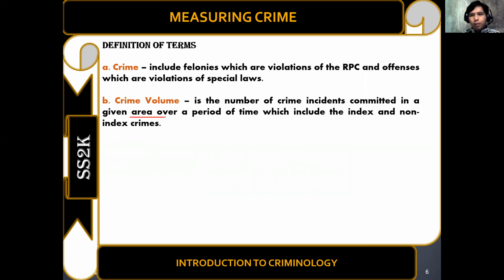So, meron po tayong local crime volume. At syempre, pagka sinabing total crime volume, total number of crime in the entire Philippines. Di ba? Yan. National crime volume na po yan. That is still crime volume. Pagka pinag-add mo lahat ng index at non-index crime sa buong Pilipinas. Okay, crime volume in the Philippines. And the crime volume is the index plus non-index crime or pinagsamang index at saka non-index crime.